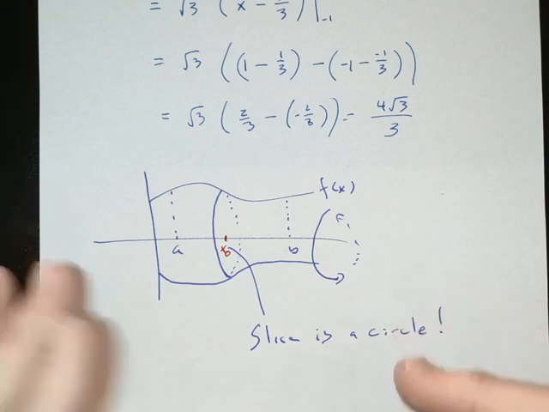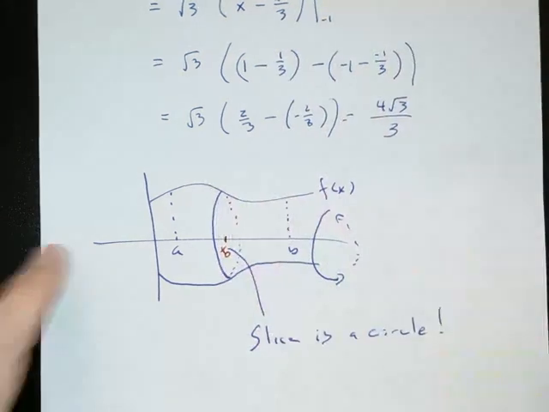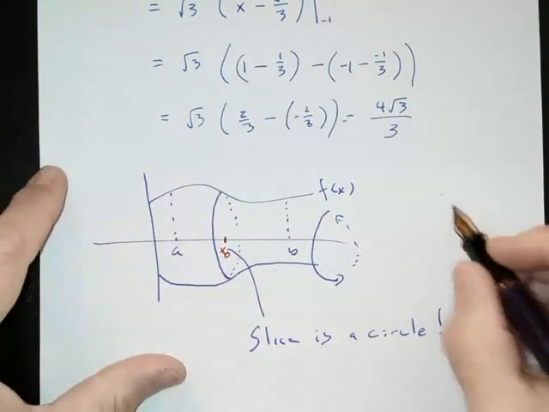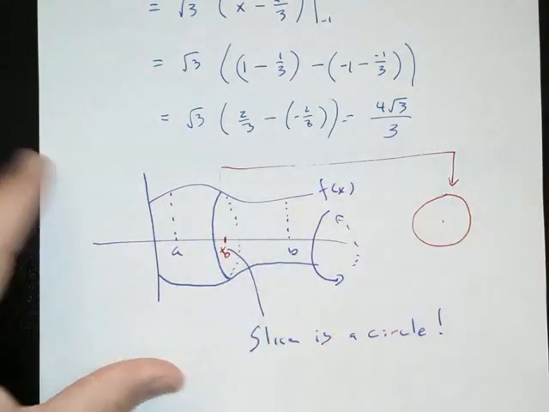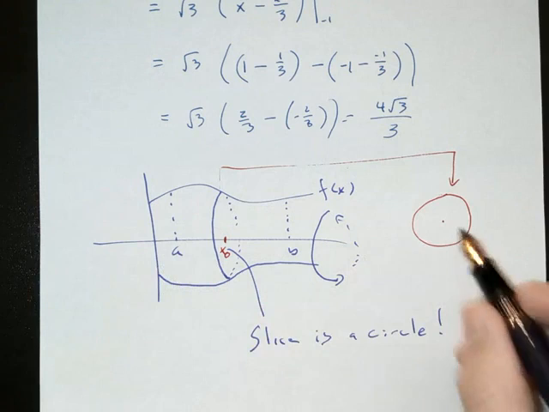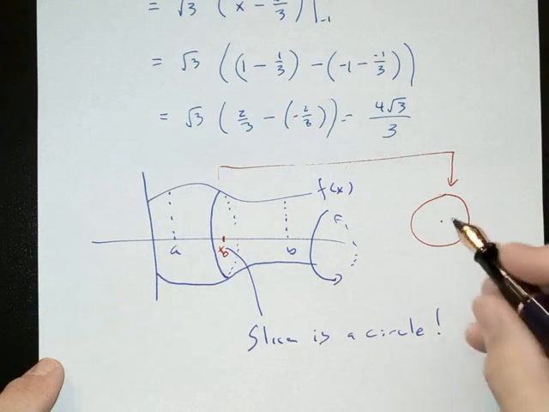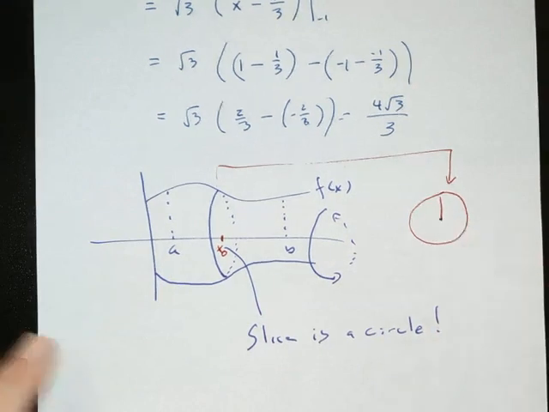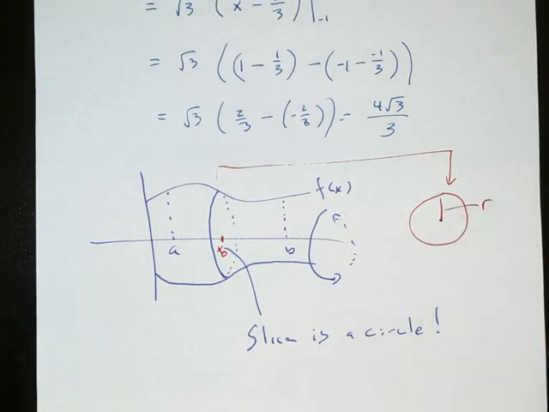I picked this thing up and I set it down. That means the x-axis is pointing straight out at me. That dot in the middle is all I see because I'm looking down this way. Here's the radius of that slice. Where is that stick? Over here.